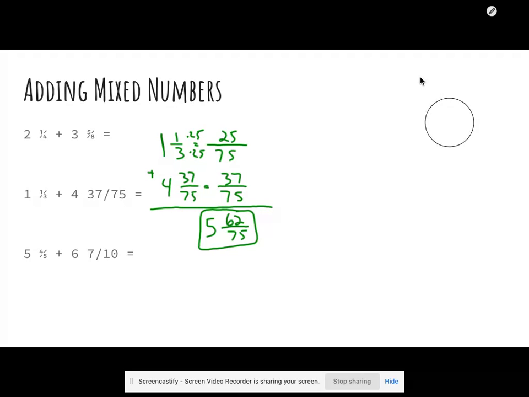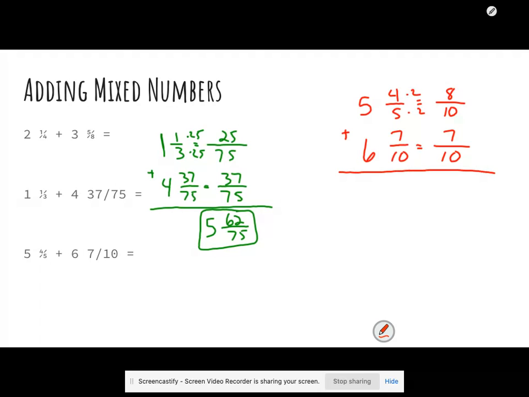Final example here, we have 5 4/5 plus 6 7/10. Times 2. So I end up with 11 15/10.